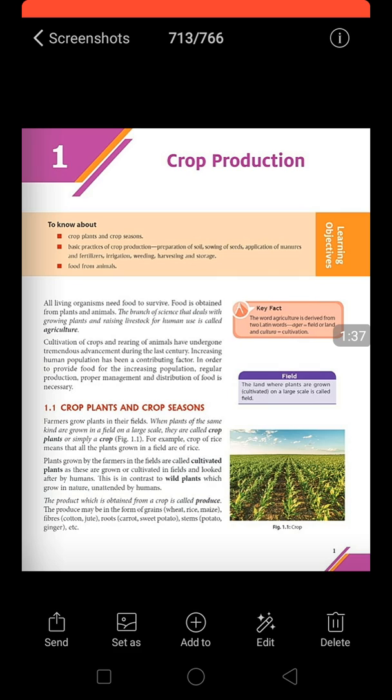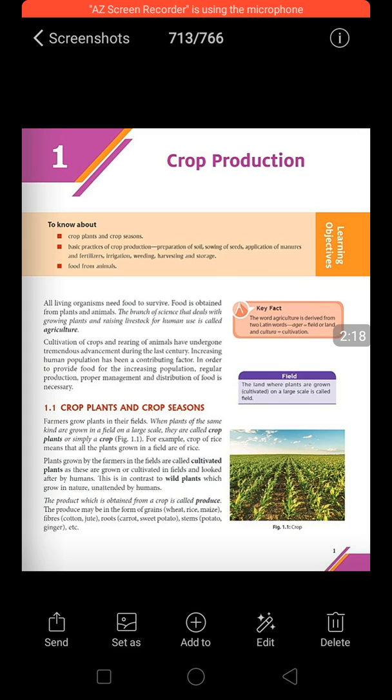So the branch of science that deals with growing plants and raising livestock for human use is called agriculture. Now, raising livestock means rearing of animals along with crop production, animals like cows, buffaloes, goats, etc., from where we get milk, and fishes, from where we get meat, and hens, that is poultry. So all those domestic animals that we rear along with the production of crops.